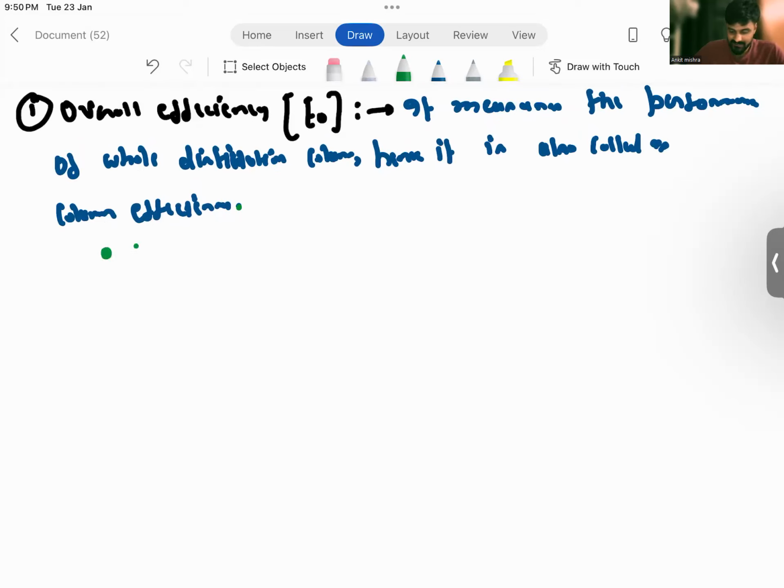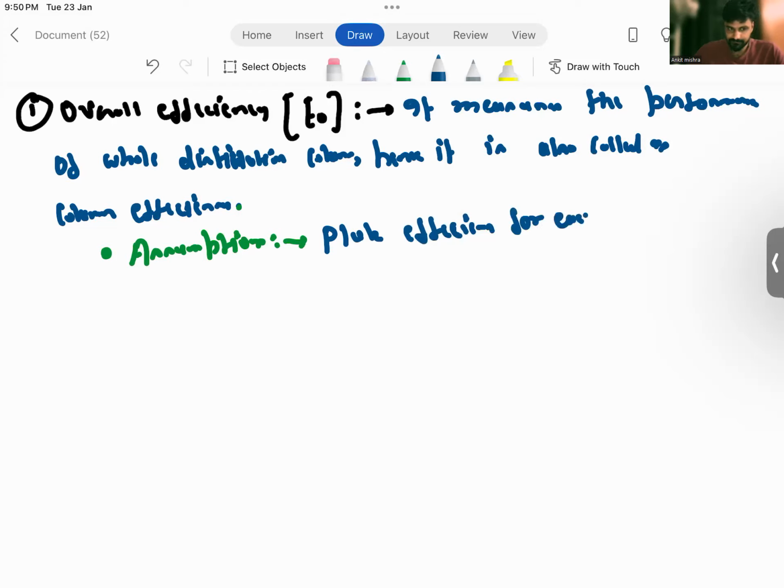Fine. And if you want to write more elaborately, because sometimes they can ask you an assumptions-based question, the assumption while calculating the column efficiency is that the plate efficiency for each plate remains constant. While calculating the overall efficiency, it is assumed that the plate efficiency is constant for all the plates.